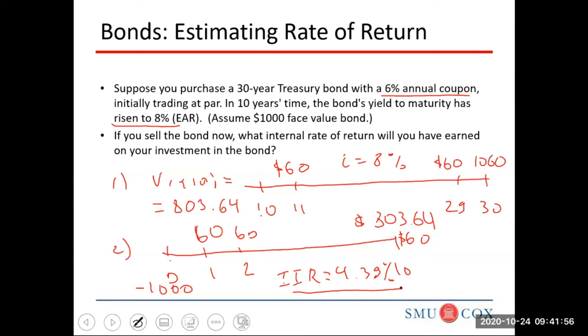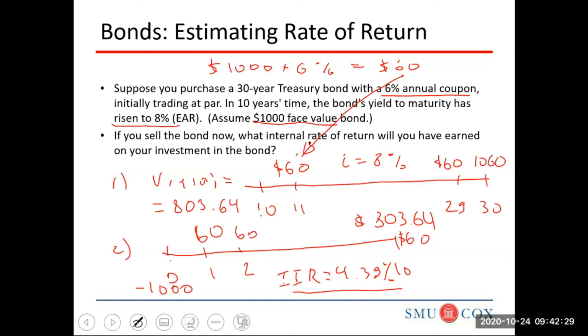Can you explain how you got this 60 in step number 1, please? Sure. So 60 is very simple. It's the $1,000 face value multiplied by the 6% annual coupon. And that goes here into the annual payments. But again, annual payments continue between year 0 and year 30.